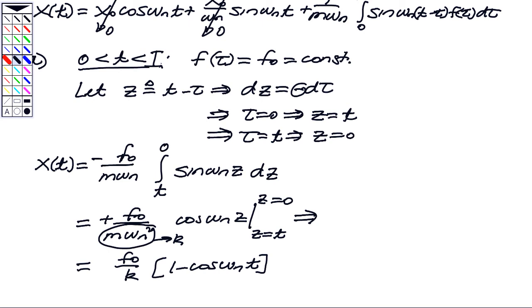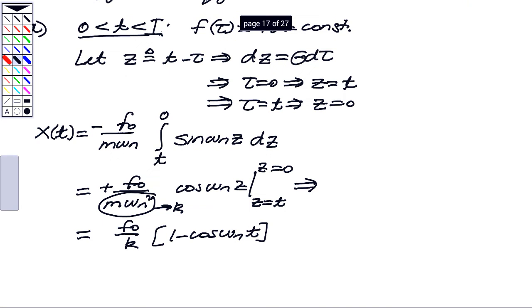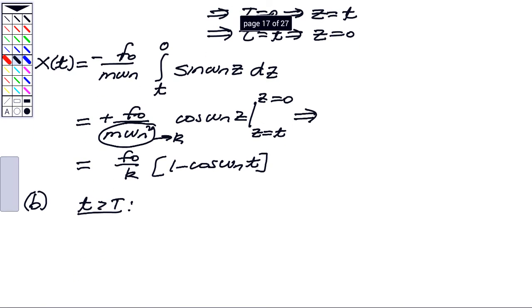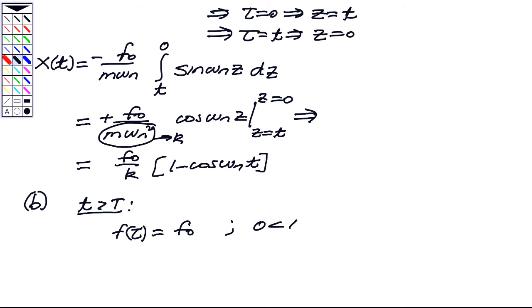Now let's look at the time after the pulse is turned off. So this is t larger than capital T. In this case, our f of tau is defined in a piecewise way. It is f naught while tau is somewhere between 0 and capital T. And of course, it's 0 for tau larger than capital T.